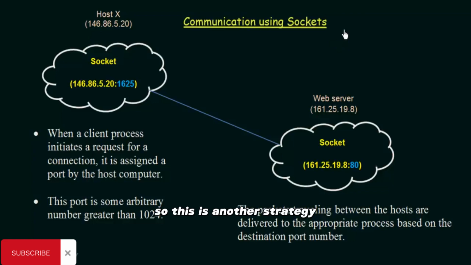So this is another strategy that is used for communication between processes, and this is very specifically used for client-server systems. In the previous lectures, we have studied message passing and shared memory systems, which are also types of communication between processes, and they can also be used in client-server systems and also in other systems. But sockets are specifically used only for client-server based systems.